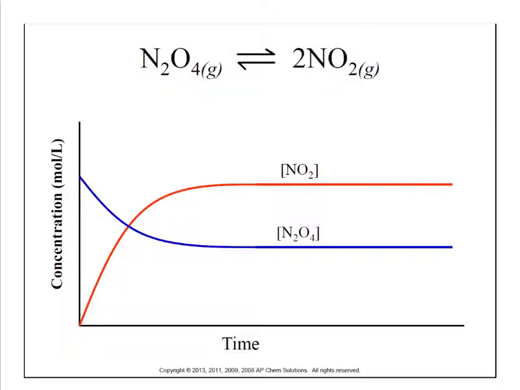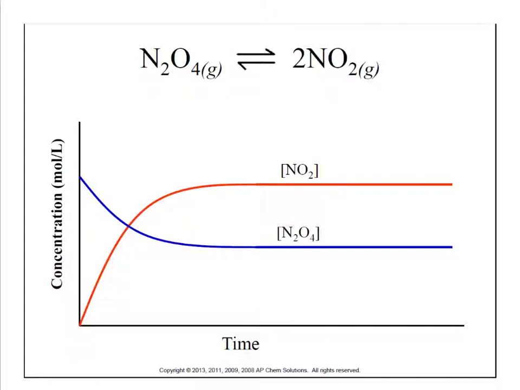So if we're starting with our dinitrogen tetroxide and 0 of the NO2, as time goes on, this is going to decrease and this right here will increase. And we see that this line is a lot steeper than this line, and that's because we have 2 NO2s for every one of these. So for every one of these that disappears, we're going to produce 2 of those. And so it'll be double the rate going on here. And eventually, as time goes on, it levels off.